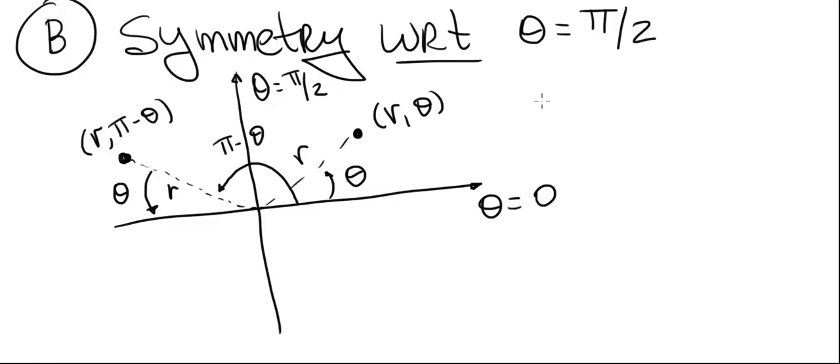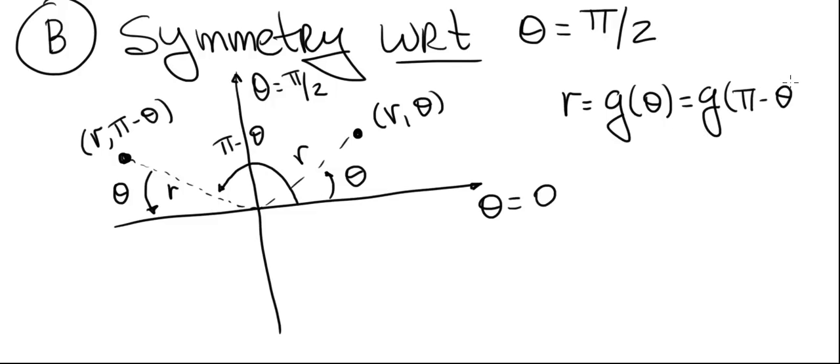That gives us a test for symmetry with respect to the line theta equals pi over 2. For r equals g of theta, when we replace theta with pi minus theta and end up with r, we've found a test for symmetry with respect to the line theta equals pi over 2.